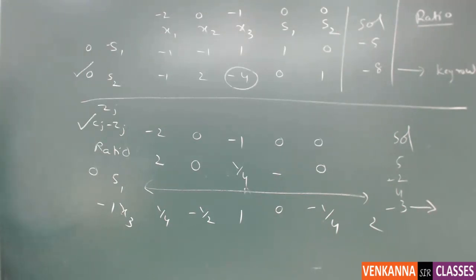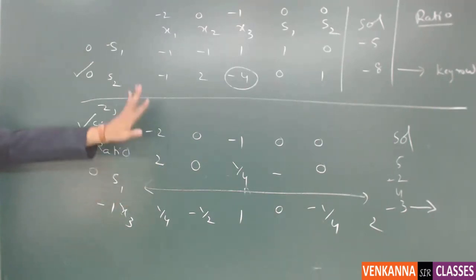So the only difference between the regular simplex method and the dual simplex is that we are selecting the leaving variable first. Key row we are selecting. Based on the division, we are selecting the pivot element, the key column. And doing the row operations, everything is common. There is no change at all.